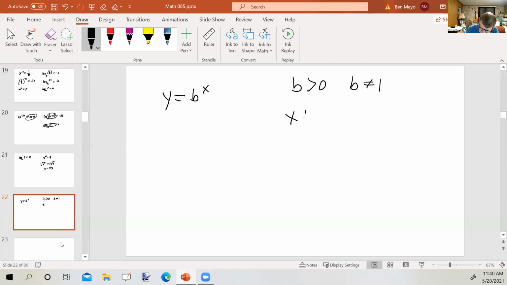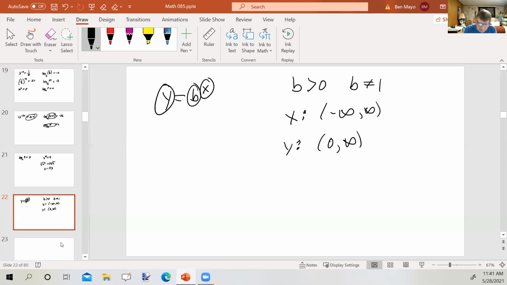X, the domain would be what? All real numbers. And y, the range would be greater than 0. Okay, so the base has to be positive but not equal to 1. The exponent can be any real number, and the constant over on the left has to be greater than or equal to 0, or excuse me, greater than 0.